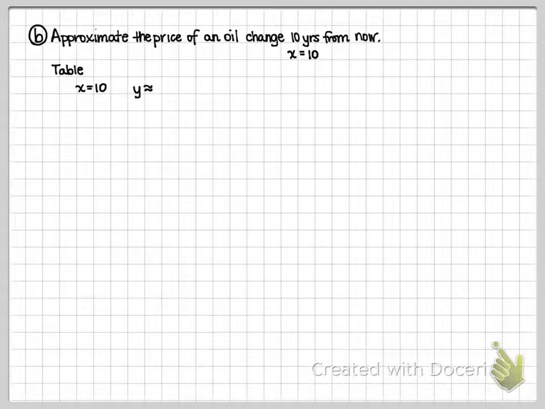So if I hit my table button, I need to move down a little bit, and it looks like after 10 years it has my y being 35.452. So in 10 years, my expectation is that it's going to cost me $35.45. That's from my calculator, just using the table. It says approximate. Well, the best you can get is the approximation. You could even hit the trace button on your calculator and see if that'll help you.